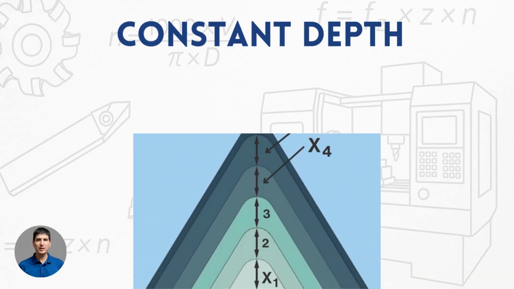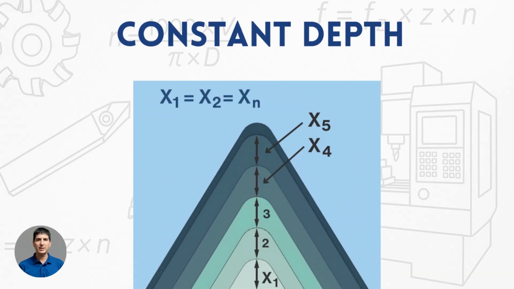The first one, constant depth, divides the depth equally between passes, and the depth of cut remains the same in each pass. However, the chip load increases from pass to pass. The advantages are better chip control and reduced load on the cutting edge tip. However, it's less productive, requiring more passes, and the load increases in later passes, increasing the risk of vibrations.